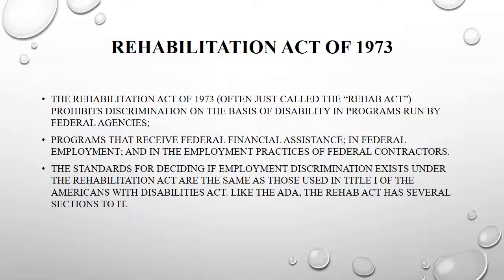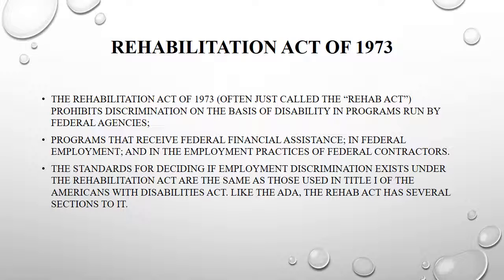The Rehabilitation Act of 1973, often just called the Rehab Act, prohibits discrimination on the basis of disability in programs run by federal agencies, programs that receive federal financial assistance, in federal employment, and in the employment practices of federal contractors. Standards for deciding if employment discrimination exists under the Rehabilitation Act are the same as those used in Title I of the Americans with Disabilities Act.